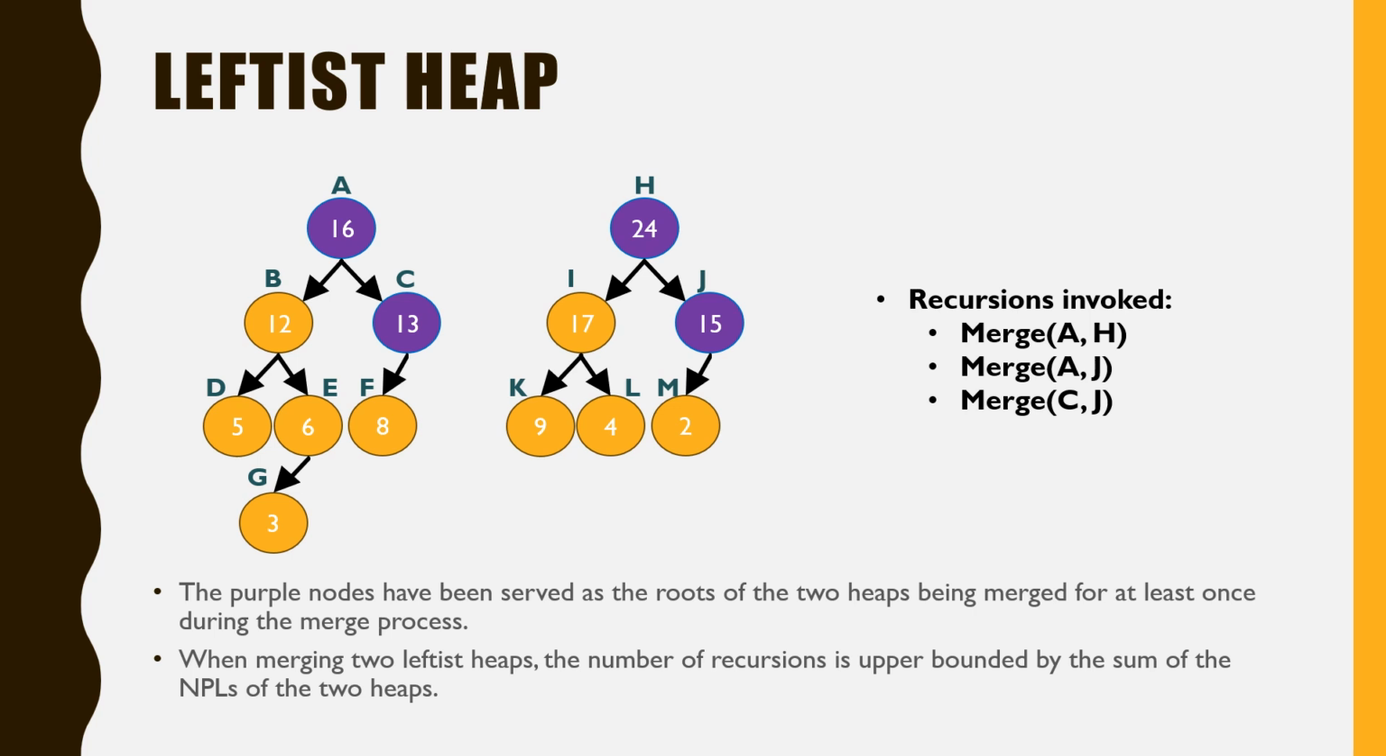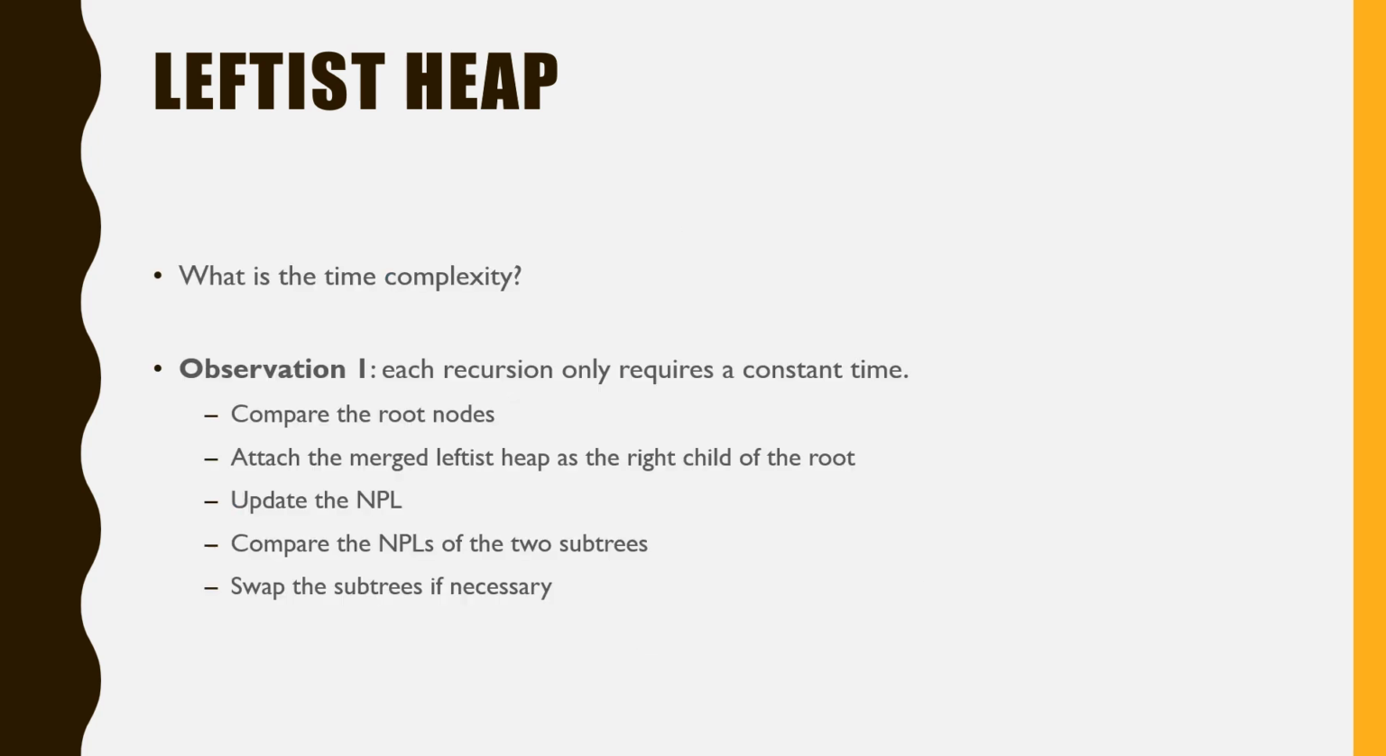In addition, the base case of the recursion occurs when one of the heaps being merged has an empty right subtree. This means the recursion terminates upon reaching a leaf node or a unary node. Thus, the path formed by these purple rightmost nodes corresponds exactly to the NPLs of the heaps. In other words, compared to tree height, NPL better estimates the number of recursions involved in the merge operation. With a clear understanding of NPL, we can now analyze the time complexity of the merge operation.